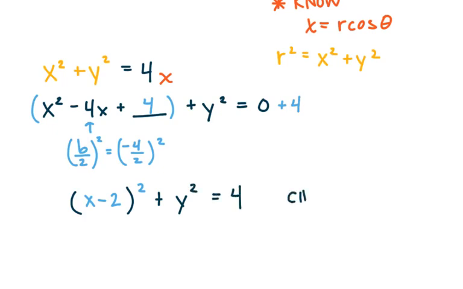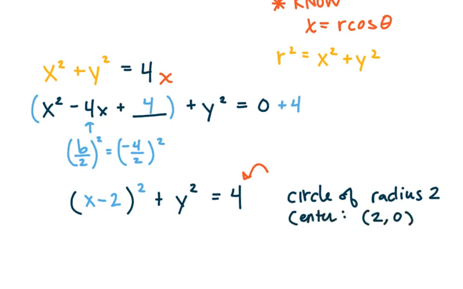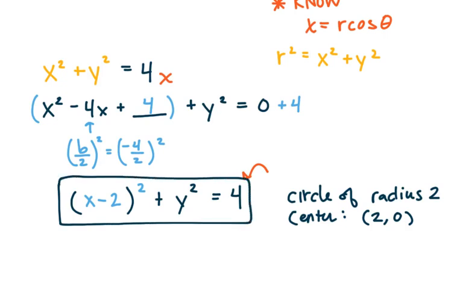So this is a circle of radius 2, and that radius is coming from x squared plus y squared equals r squared. So my radius is 2, and it is centered at positive 2, 0. So in this example, we converted r squared equals 4r cosine theta into this Cartesian equation. Let's do one more example.